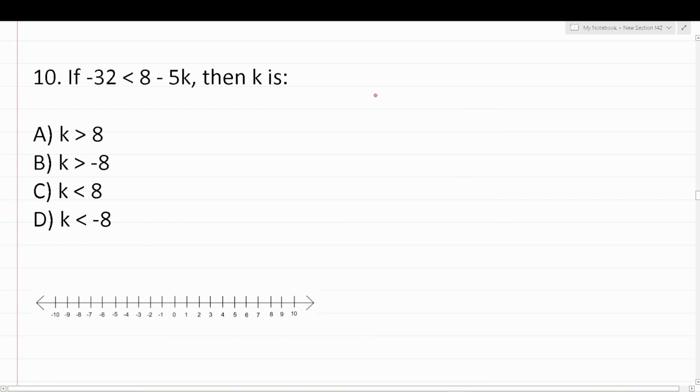All right, so number 10 says if -32 is less than 8 minus 5k, then k is. So we're trying to solve this inequality. -32 is less than 8 minus 5k. So we want to get the letter variable k by itself. The first thing we're going to do is subtract 8 from both sides. This crosses out, leaving you with -5k over here. -32 minus 8 is going to be -40.